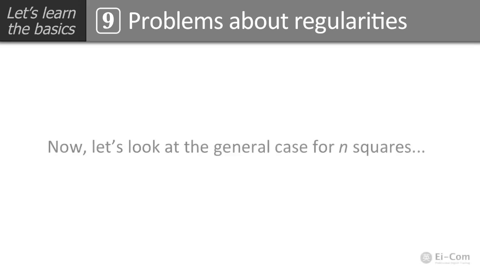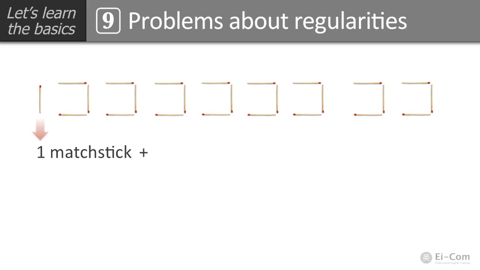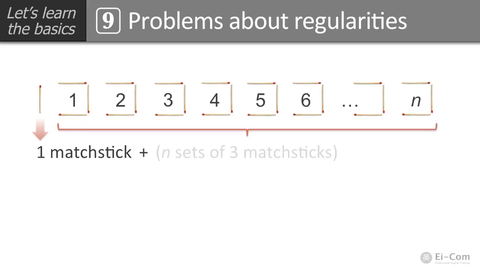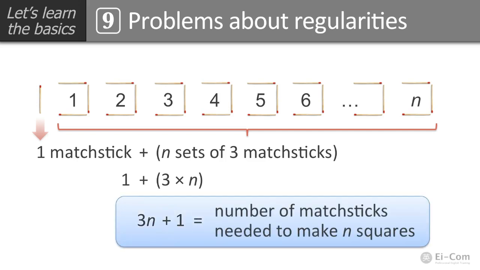Now, let's look at the general case for n squares. In general, n squares can be formed from the first matchstick plus n sets of 3 matchsticks. Simplifying the expression, we get 1 plus 3 times n. Then, switching the order of the terms, we get 3n plus 1. So, 3n plus 1 is the number of matchsticks needed to make n squares.